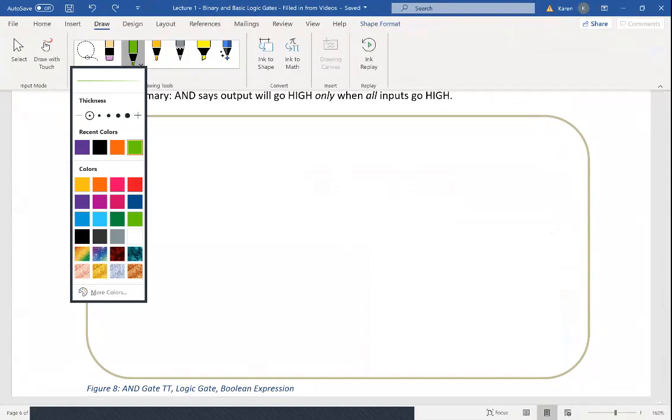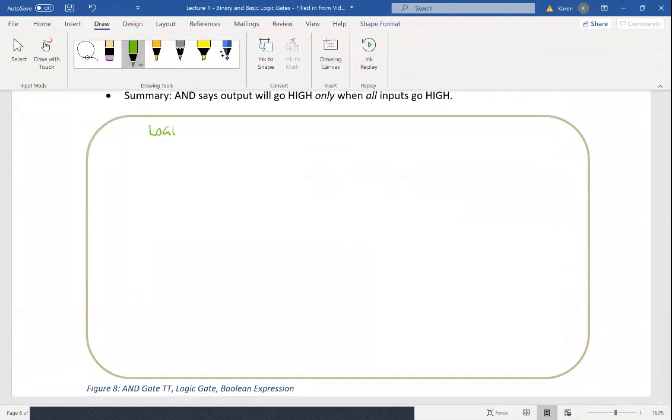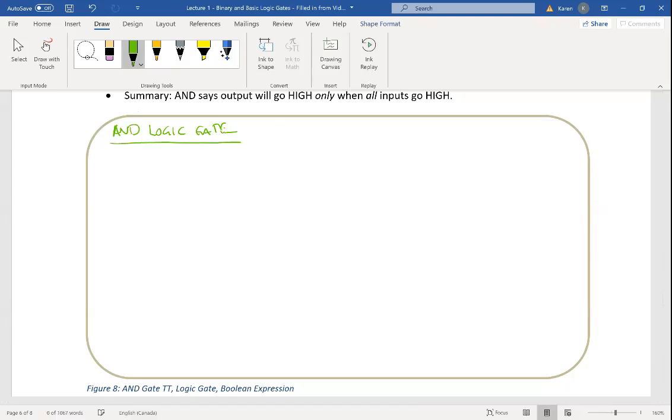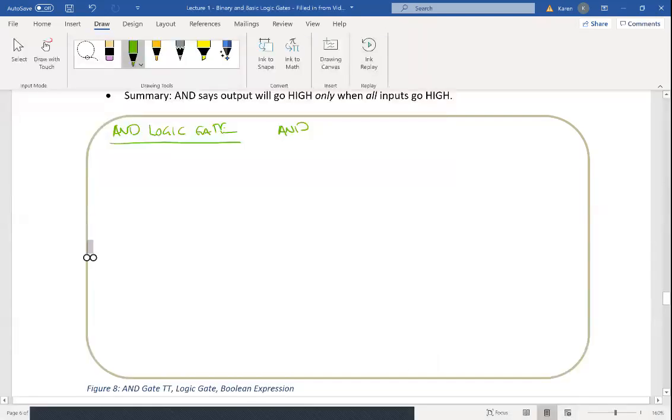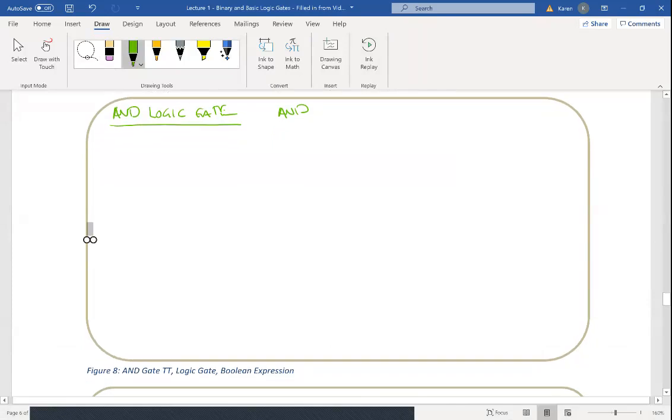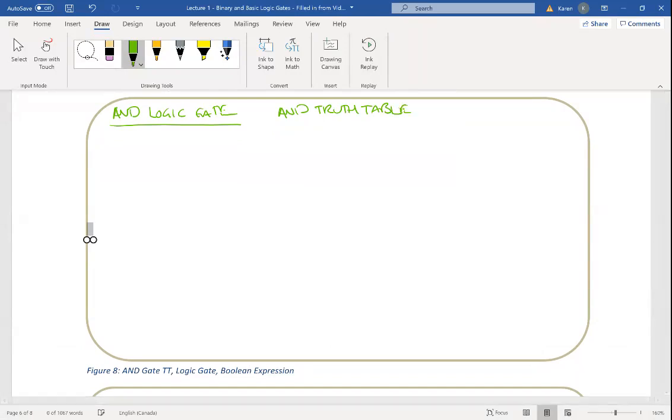So here we're going to draw the logic gate called AND. We're going to explore what the AND truth table looks like, and then we're going to look at the AND expression, or Boolean expression.